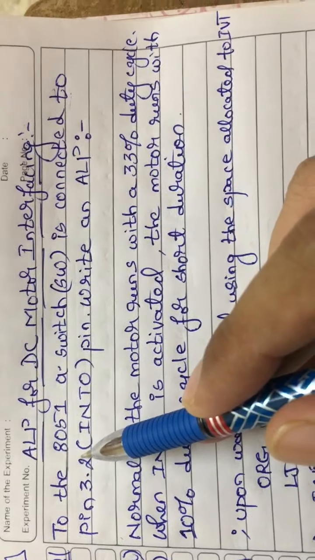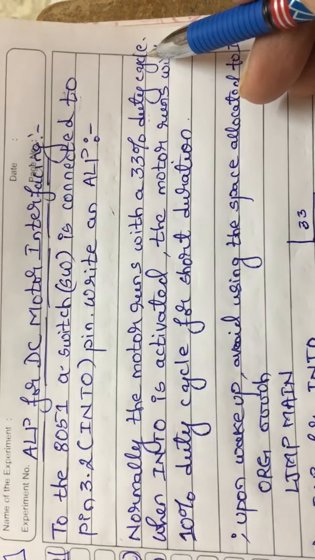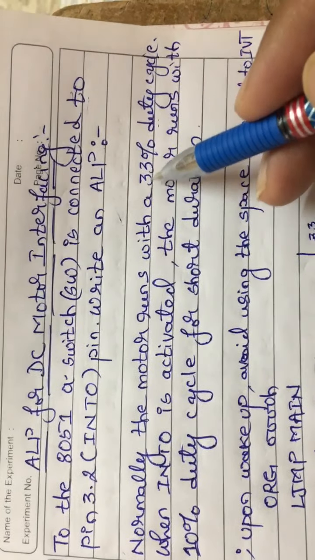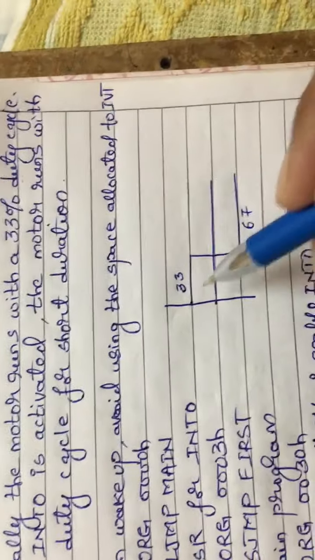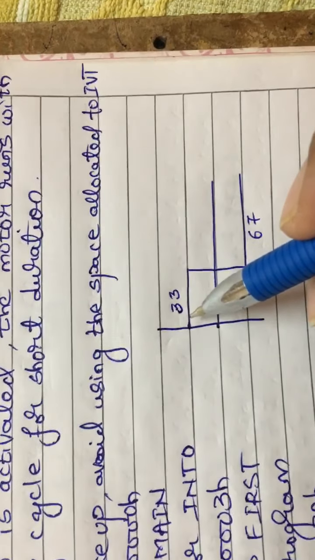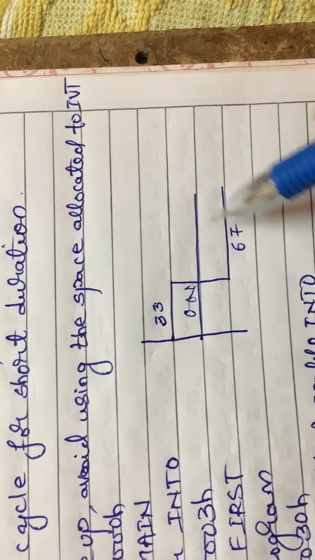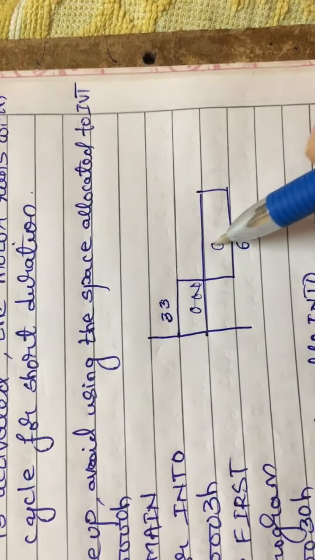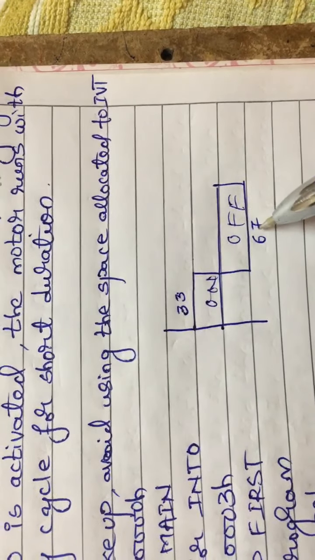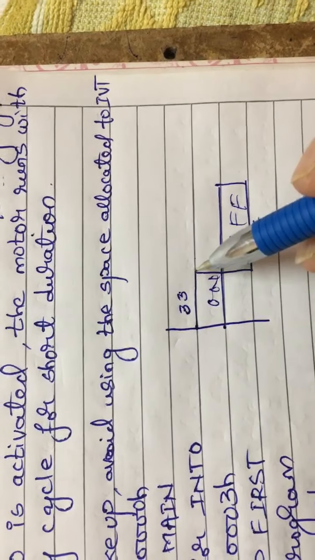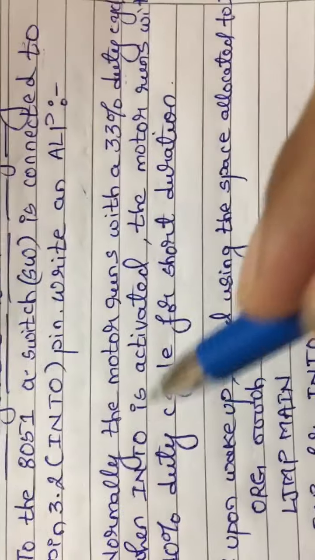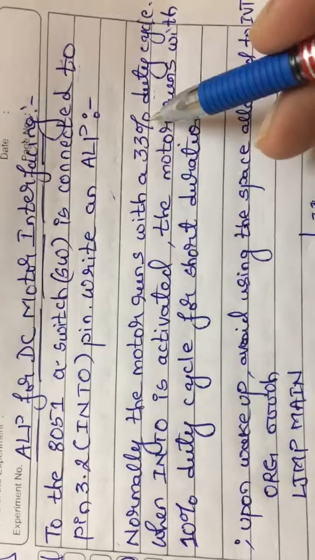First, normally the motor runs with a 33% duty cycle. By default the motor will run with a 33% duty cycle, that is, 33 is the on pulse, and the off pulse should be 67, right? If I add these two, then I will get 100%. Now by default the motor will run in a 33% duty cycle.